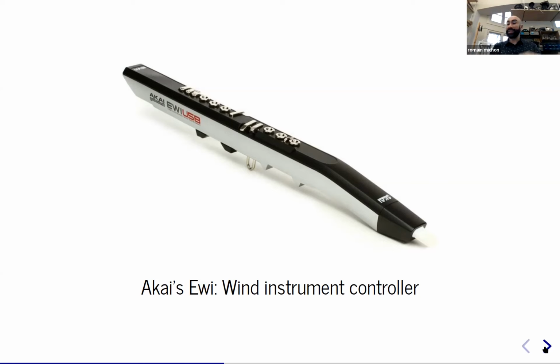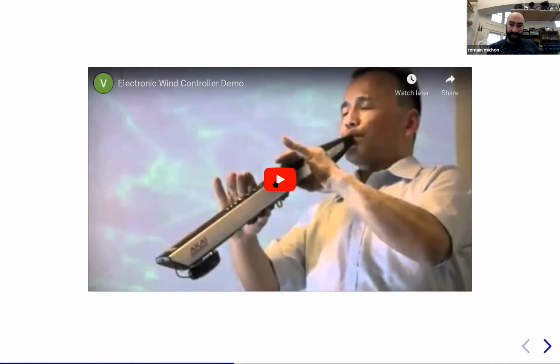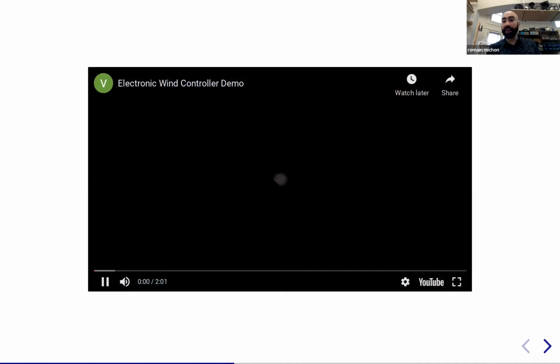So if you were a saxophone or a clarinet player, you would have your own interface, like the EWI you see on the slide, which is a digital interface to control wind musical instruments. And you can use the EWI with saxophone and clarinet fingerings. It works, and this is a video of someone playing the EWI.